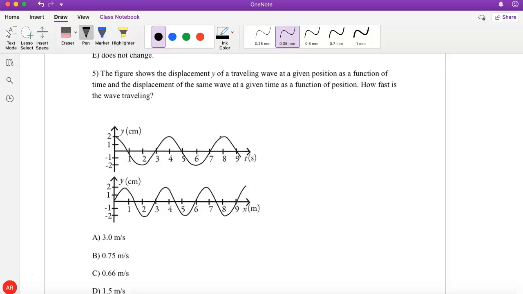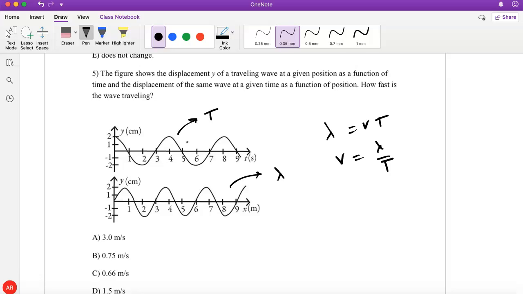So remember that from a history graph, we can look at the periodicity and extract the period. From a snapshot, we can extract the wavelength. And we know that lambda is v times T, so v is therefore lambda over T. Okay, so let's see if we can extract the period and the wavelength.